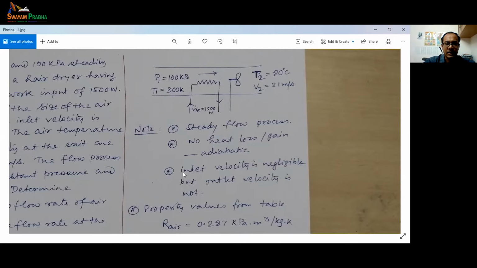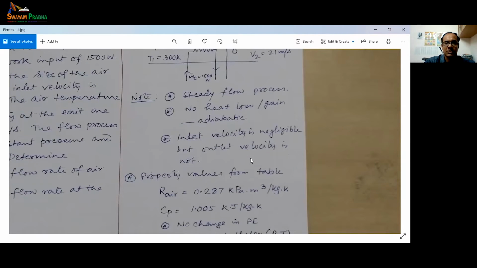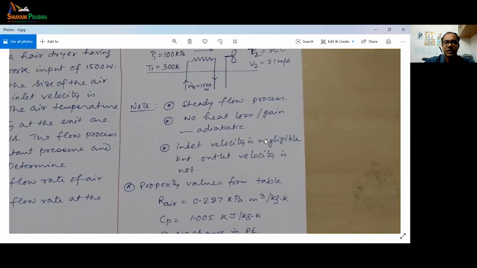And then the inlet velocity is negligible and the outlet velocity is not, because the inlet air you are taking from the atmosphere and its velocity is negligible, and that is why the kinetic energy input is zero. And the outlet velocity, you are actually increasing by use of a fan, so that is not negligible.